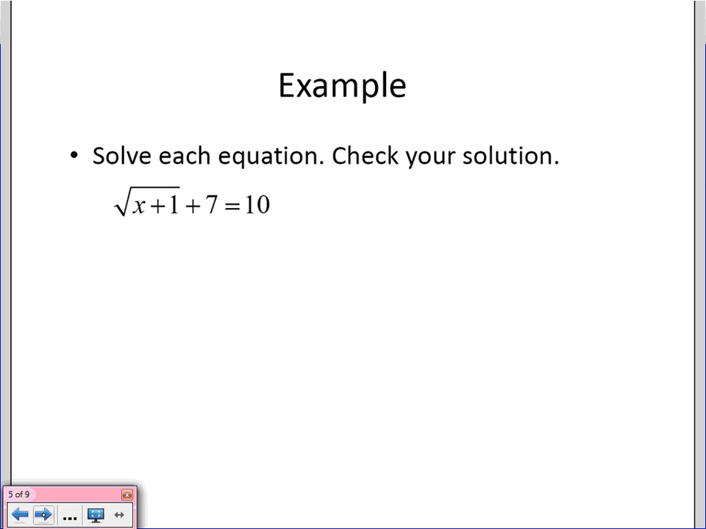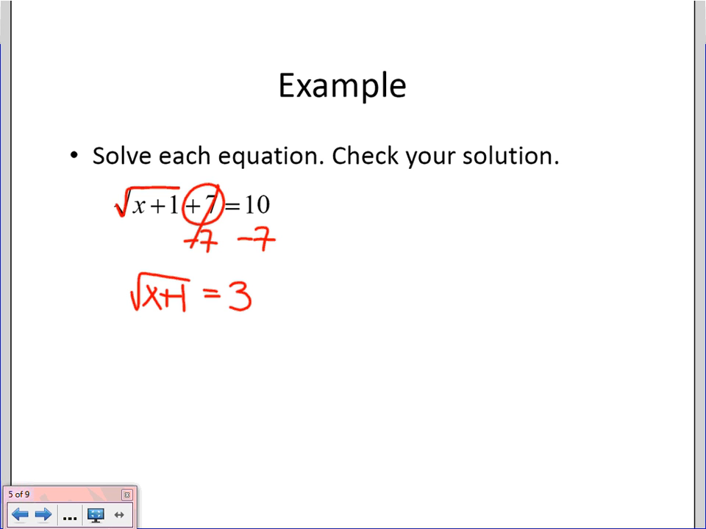Okay, now here's getting a little bit more challenging. We still want to isolate this square root. Okay, so you can think of this as kind of like a closed parentheses, and everything on the outside of your square root you want to eliminate. So we want to get rid of this plus 7. So we're going to subtract 7 from both sides, and we get square root of x plus 1 equals 3.